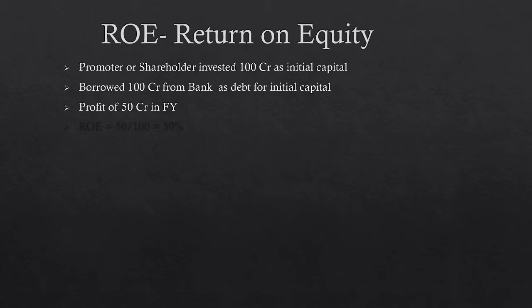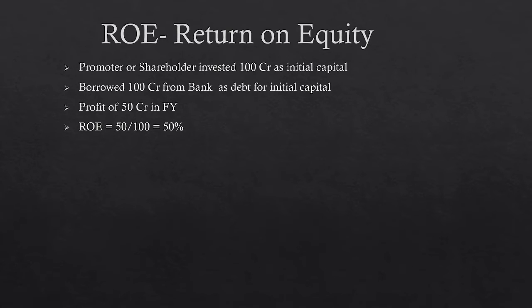In that case, if we calculate the ROE, it will be the profit which you made, divided by your shareholders' equity, because the shareholders invested only 100 crores. So your return on equity will become 50%, even though your overall initial investment was 200 crore, but the shareholders have invested only 100 crores. That's why we'll be dividing the profit by the 100 crores, and that's why our return on equity is 50%.